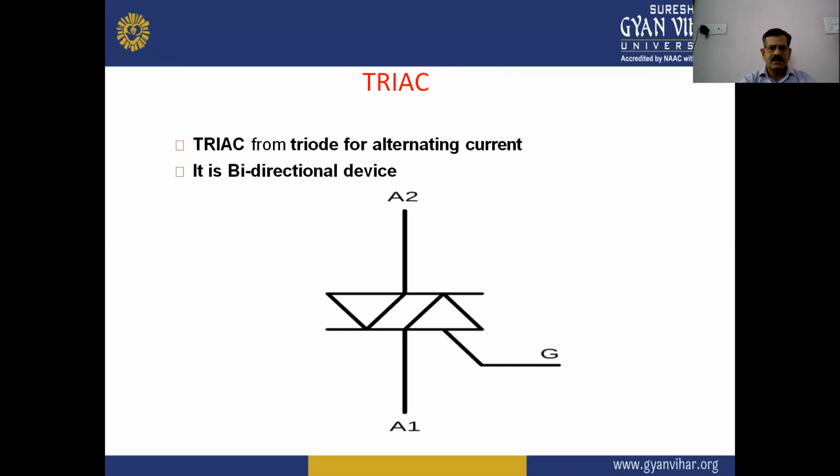The next semiconductor device in the family is the Triac. Triac comes from triode for alternating current. It is a bidirectional device, and it is also a three terminal device. One is the gate, the second is anode A1, and the third is anode A2. So this is a three terminal device or bidirectional device.